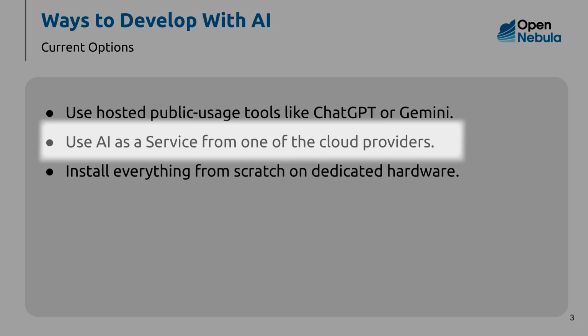Use AI as a service from one of the cloud providers. It might be more secure than the previous model, but running it in the long term might be very pricey, and you are at risk of becoming vendor locked. You might also need to go through a learning curve for each of the public cloud providers.